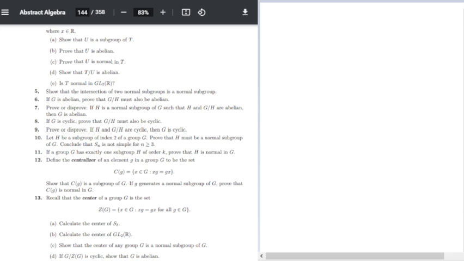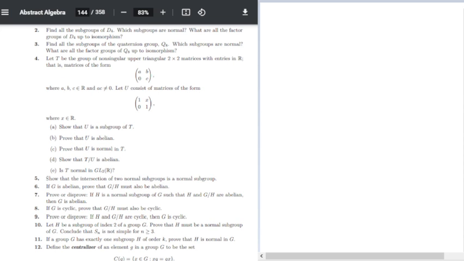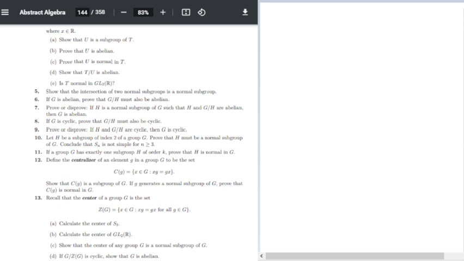Actually, wait. I probably could have just shown that. Is T an abelian? I'm pretty sure T is an abelian group. So I could have just shown that. Instead, I spent way too much time. Actually, it might not be an abelian group. Oh, actually, yeah, it's not. My bad. If H is a normal subgroup of G, such that H and G over H are abelian, then G is abelian.